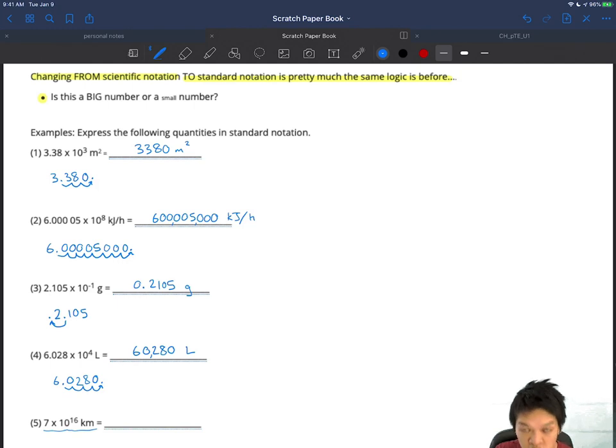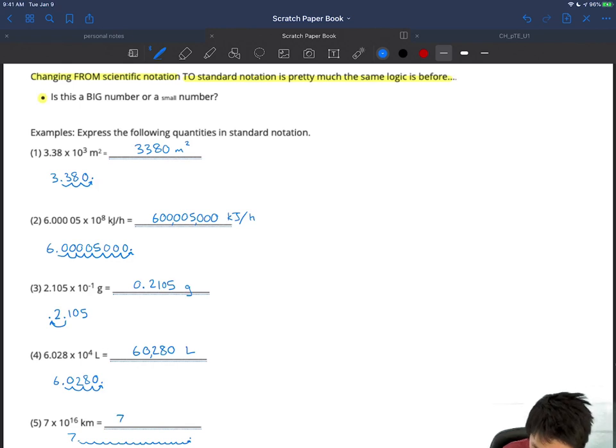Alright, we have just one final example. We have 7 times 10 to the 16. Oh my goodness. 7. Here's the decimal. Now this is a very, very big number. We have a very large positive exponent. We're going to be moving the decimal to the right 16 times. So 1, 2, 3, 4, 5, 6, 7, 8, 9, 10, 11, 12, 13, 14, 15, 16, right? Now you know that there's going to be 16 zeros, so I'm not going to write it twice. I'm just going to go ahead and write it down.